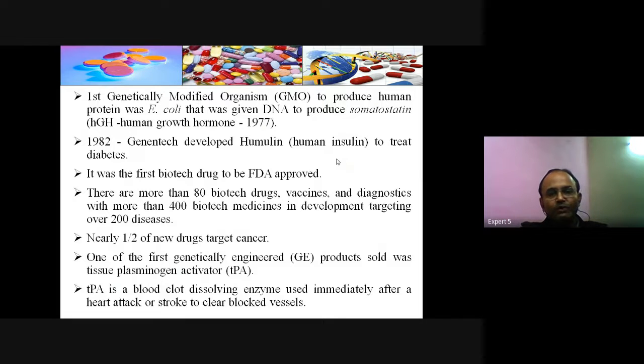After that, there are more than 80 biotech drugs, vaccines, and diagnostics, with more than 400 biotech medicines in development, targeting over 200 diseases. Nearly half of them are to treat cancer. One of the first genetically engineered products sold was tissue plasminogen activator, TPA. TPA is a blood clot dissolving enzyme which is used immediately after a heart attack or a stroke to clear blocked blood vessels.